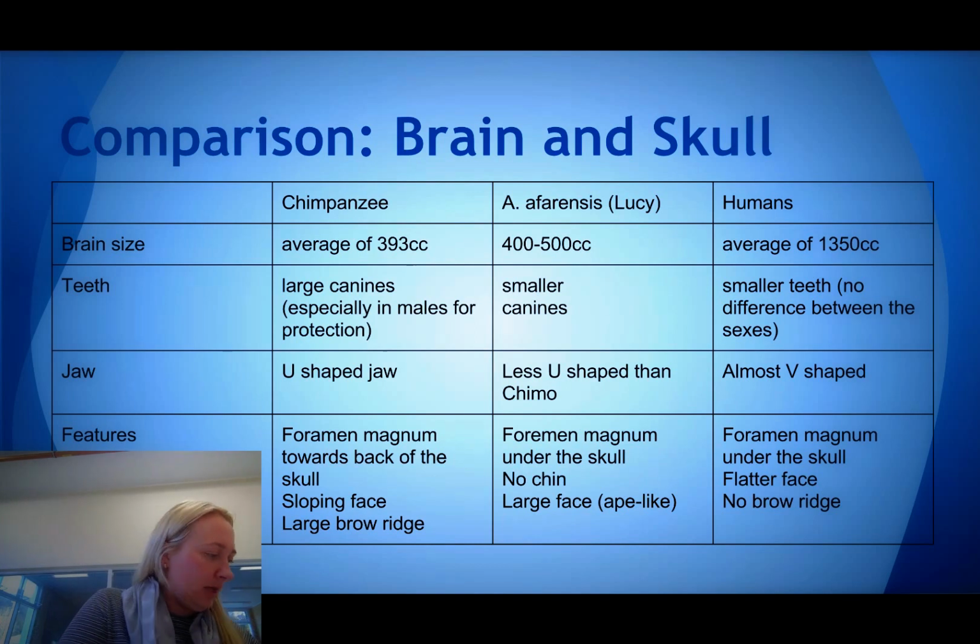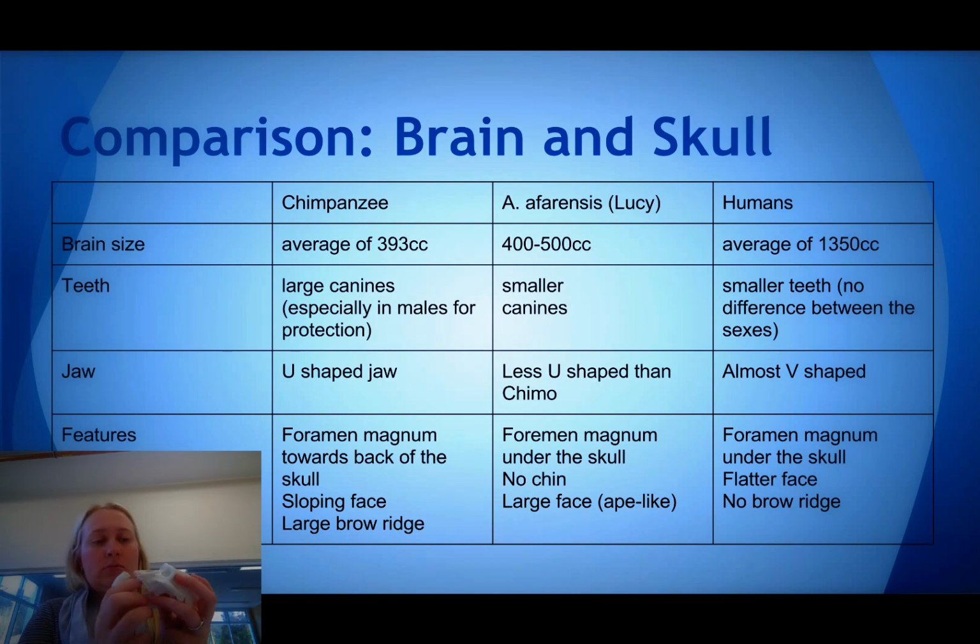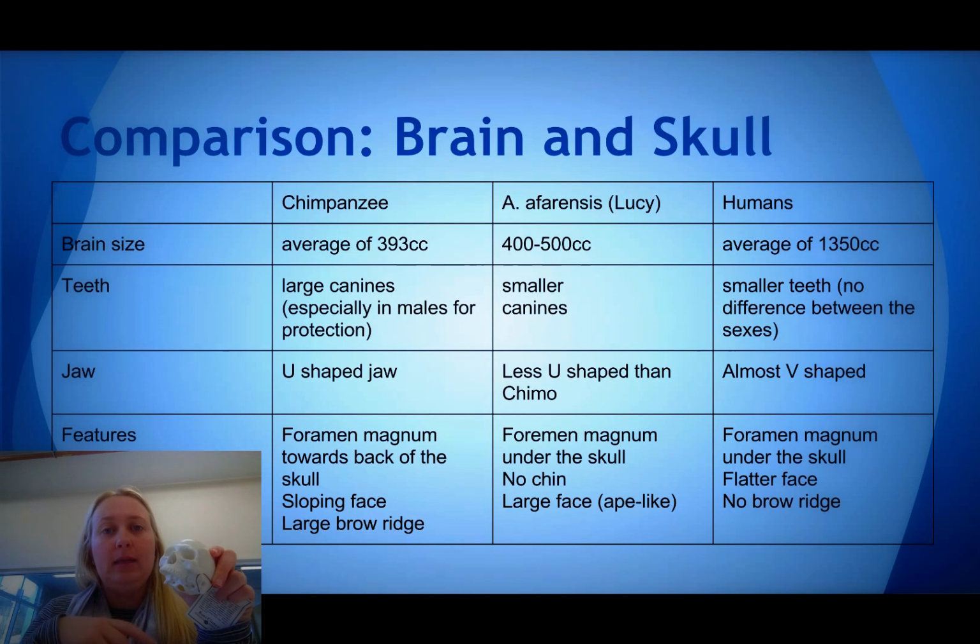If we look at Lucy, remember we did find Lucy is a female, so there's probably some sexual dimorphism here, but the canines are very small, and you guys can have a look at these properly in class. The canines are really small. Of course, even smaller are humans, and there's no sexual dimorphism in the teeth. We have very small canines, and they are mainly just for eating. They're not used for displays.